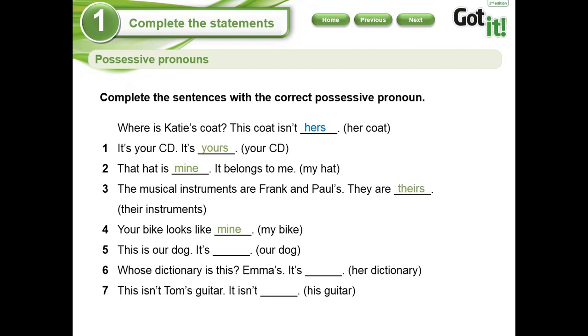Entonces, practica la pronunciación con el video. This is our bag. I'm sorry, this is our dog. It's ours. Very nice. Whose dictionary is this? Emma's. What's the answer? It's hers. This is Tom's guitar. It isn't his. Correct. Good.